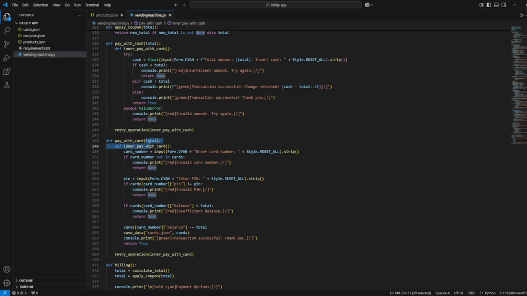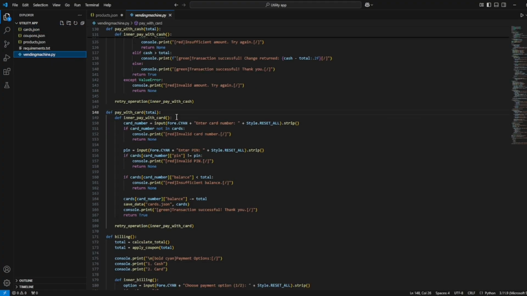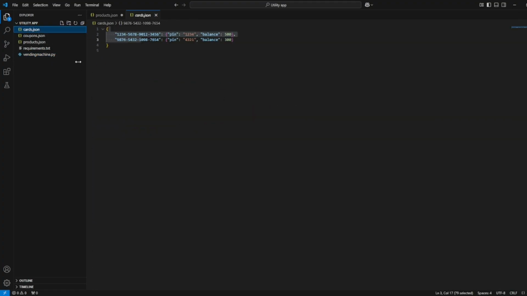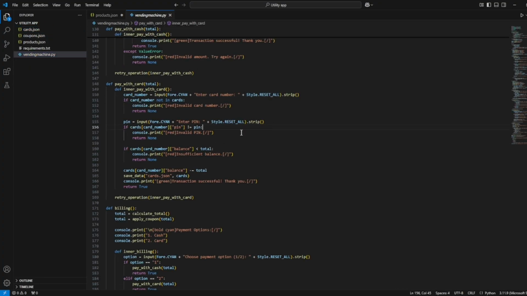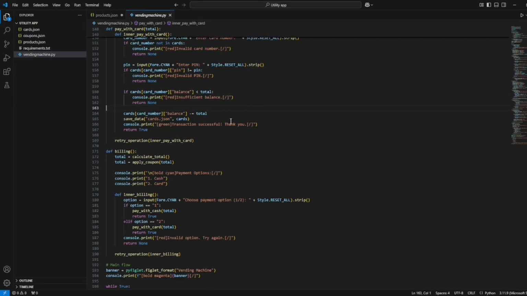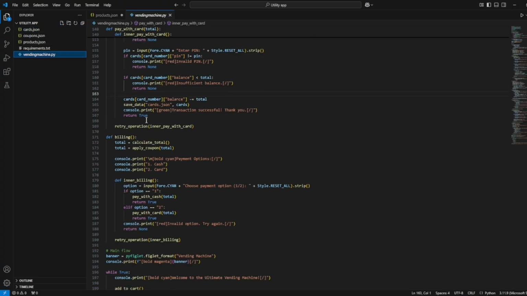Now you can also pay by card, and for pay by card, you already know that I have this JSON file with the numbers of some cards. So when it says enter the card number, I have to put the numbers which are written here. If the person puts the numbers which are here, then he has to put the pin also. If he puts it correctly, then it will show it is correct. If he doesn't put it correctly, it will show that maybe the card number is invalid or the pin number is invalid. And you can also see that I have limited the balance, like it is only 500 for this card and 300 for this card. So if he buys more than these amounts, then it will show insufficient balance.